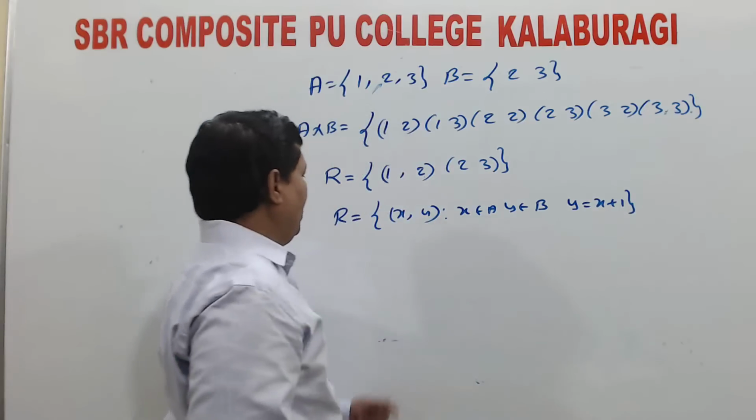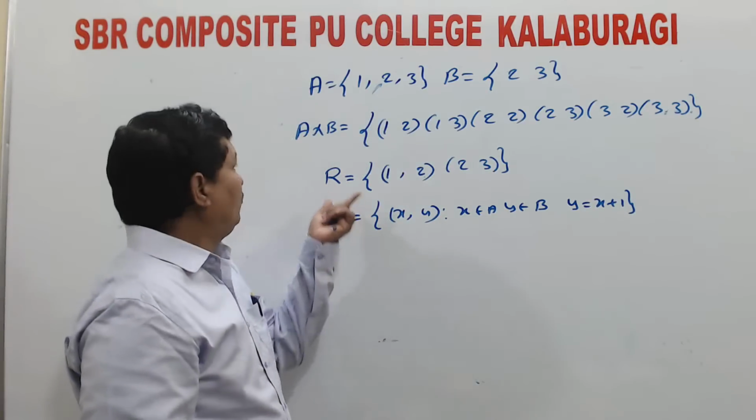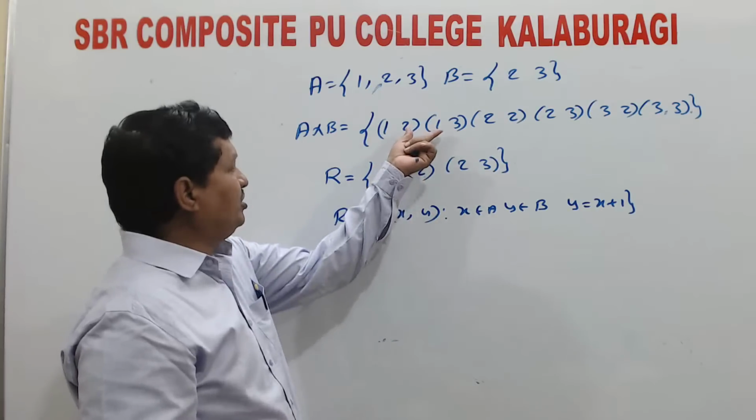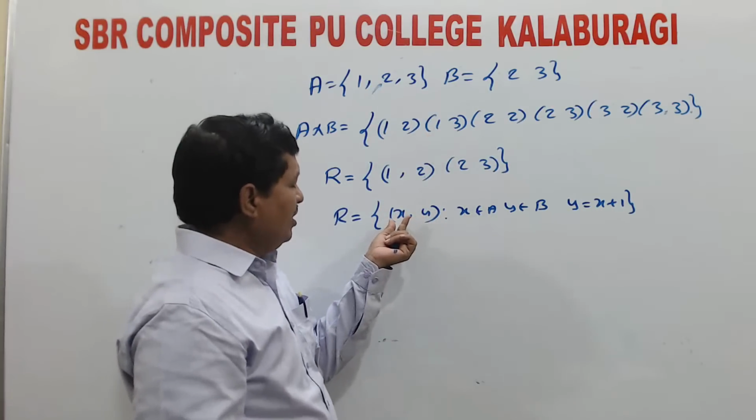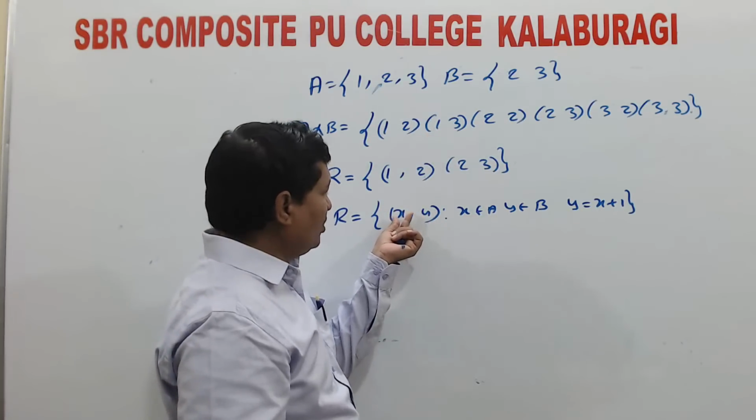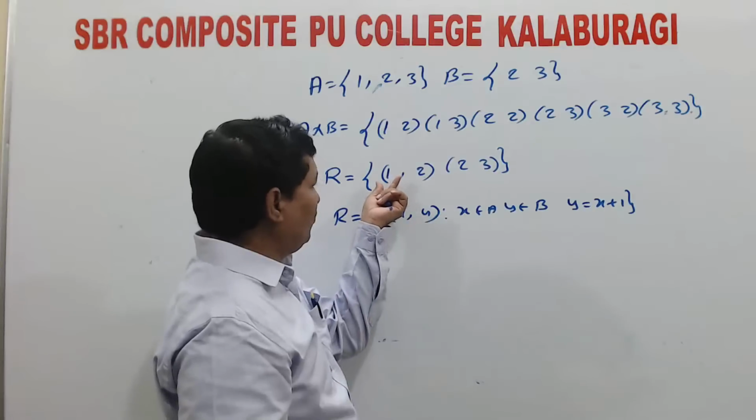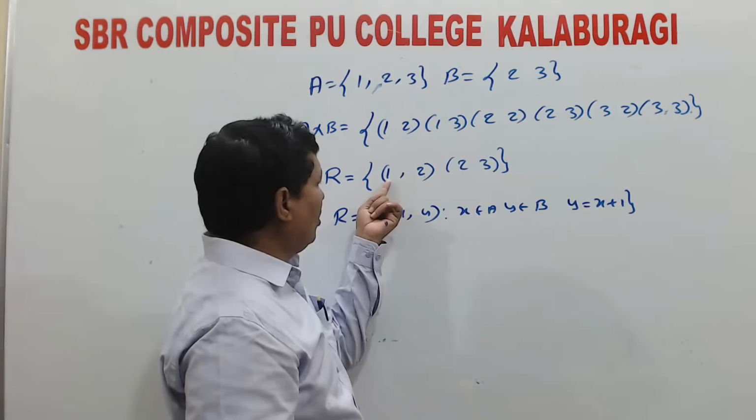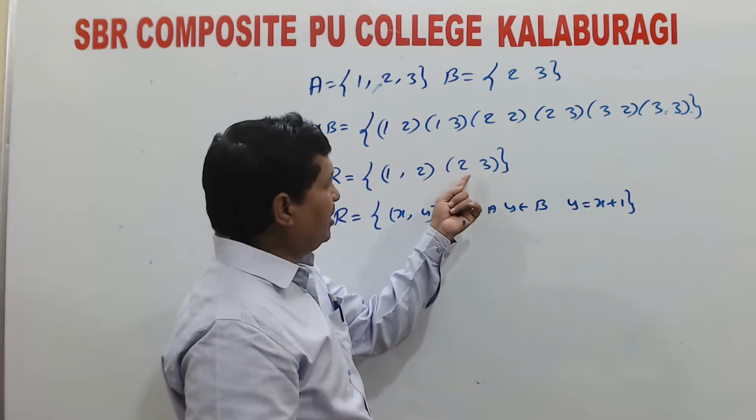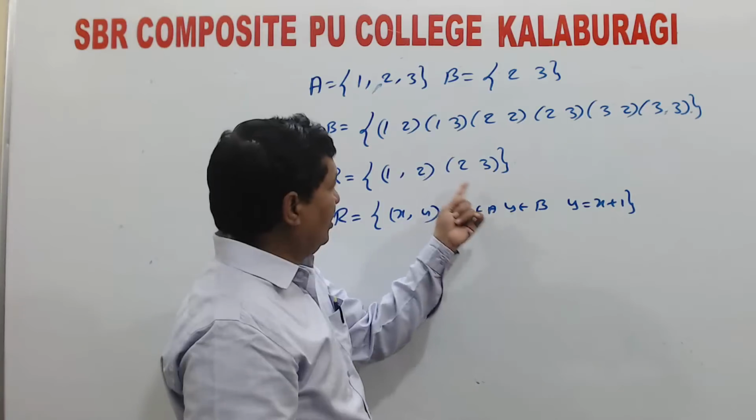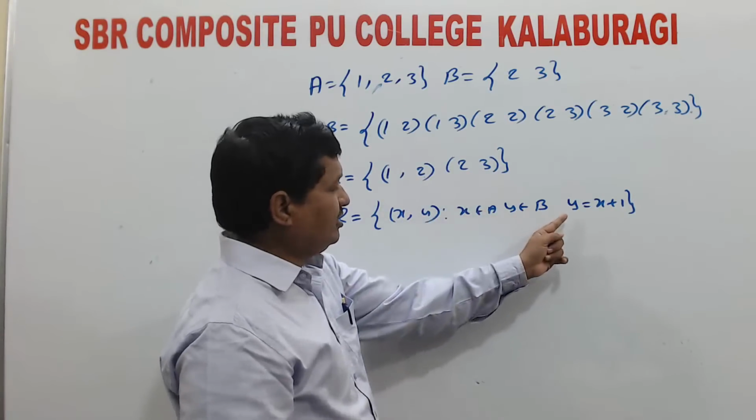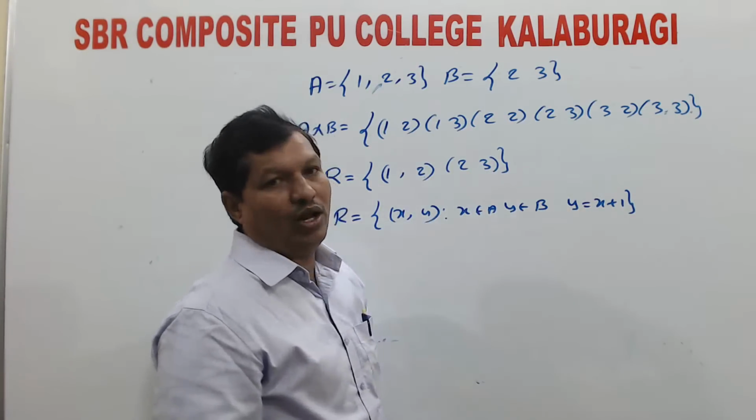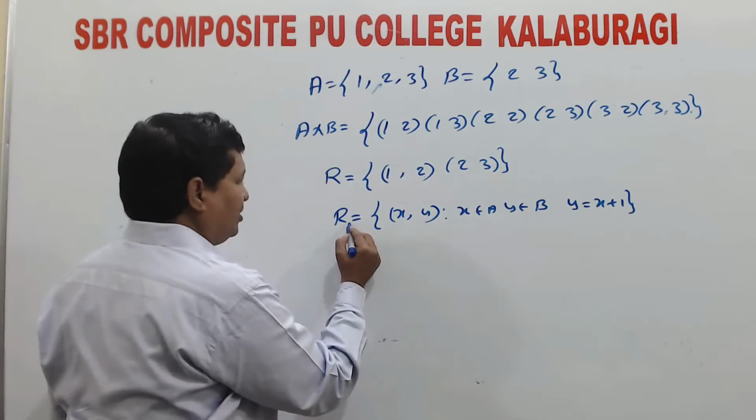See here, R is a subset of the Cartesian product. Again, I took these two elements from the set A cross B. Here, there is a relation between the first and second element. What is the relation between the first and second element of the ordered pair? See, 2 is greater than 1 by 1. 3 is again greater than 2 by 1. That I want to write in the set builder form as y equal to x plus 1. So this is one relation.